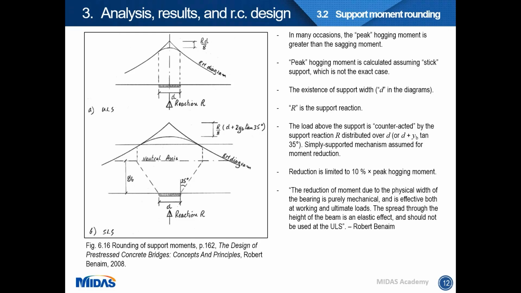making it lighter. You can see here at the intersection of a horizontal component with a vertical support, there will be a peak moment, and this peak moment is calculated assuming a stick support with no width. But in an actual case, every support comes with a width d. So the support reaction R should be distributed across this width, and this will counteract whatever load is above the horizontal component, and the peak moment should therefore be less than the theoretical peak hogging moment.